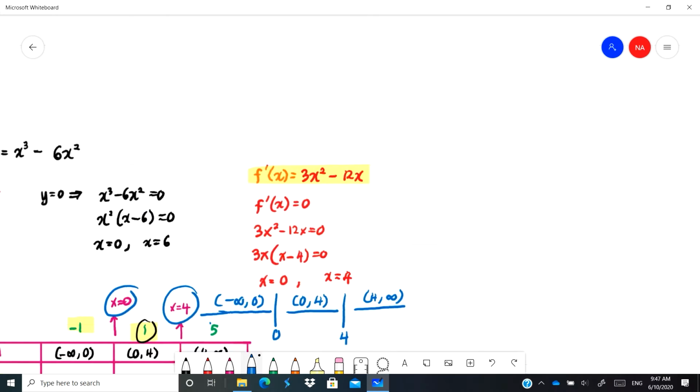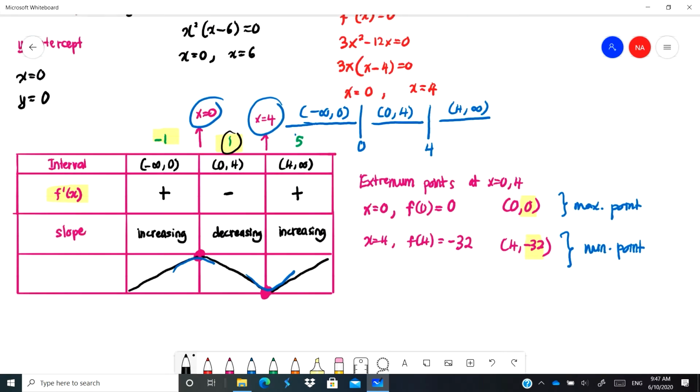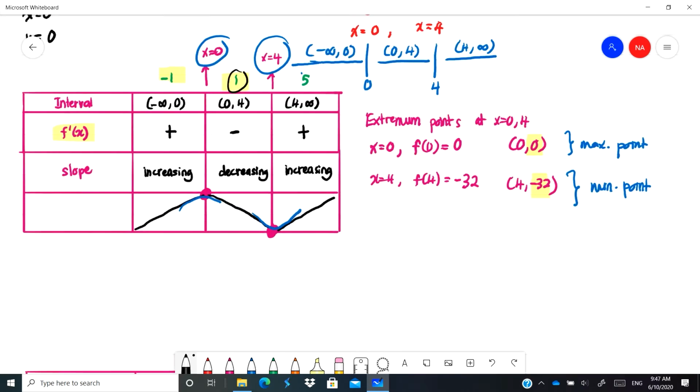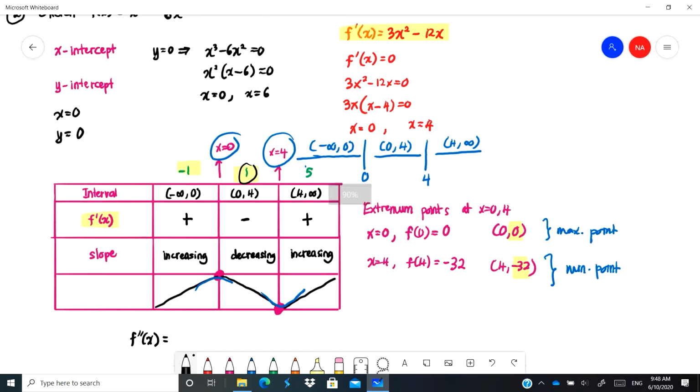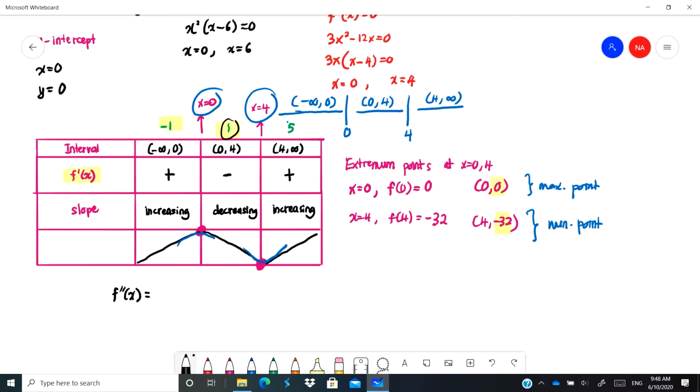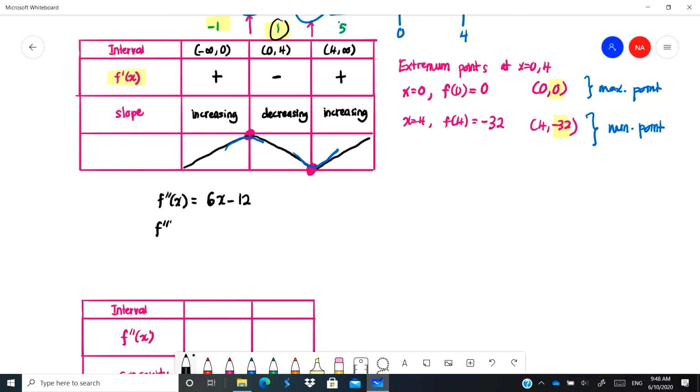So now we're going to check the concavity. To check the concavity, we'll have to find the second derivative of the function. So we're going to differentiate f prime of x again. Because f prime of x is given by 3x squared minus 12x, differentiating that function will get 6x minus 12. After differentiating that, we let f double prime of x equal to 0. So we'll have 6x minus 12 is equal to 0. So our x will be 2.